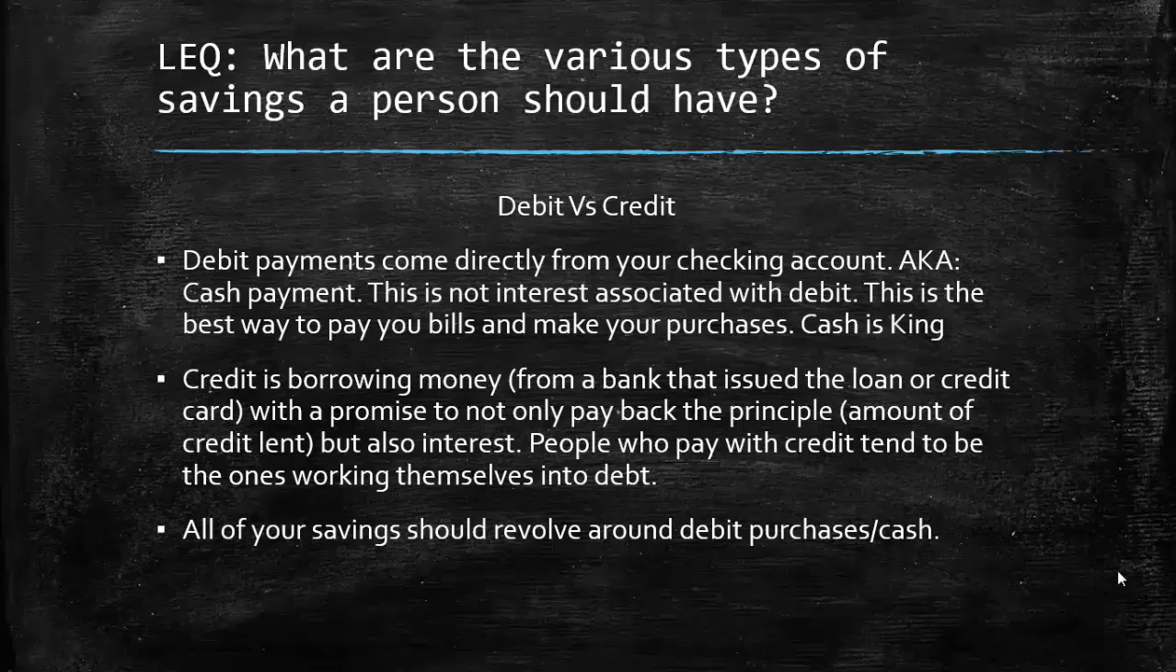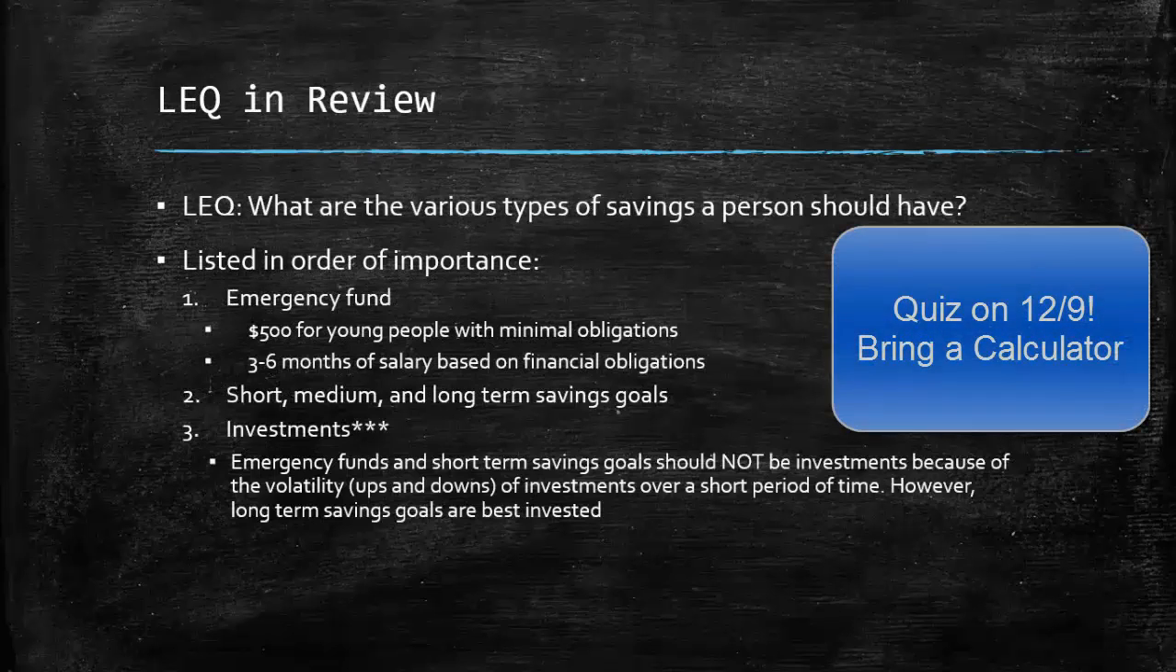So, in general, all of your savings and even all of your purchases should come from debit purchases and cash, because when you use credit, you have to pay back interest, and interest accumulates. We will be covering interest in much more detail very soon, and you guys will see how interest can be either the greatest thing ever, as it is with investing, or the worst thing ever, as it is with credit purchases. Now, LEQ and review.